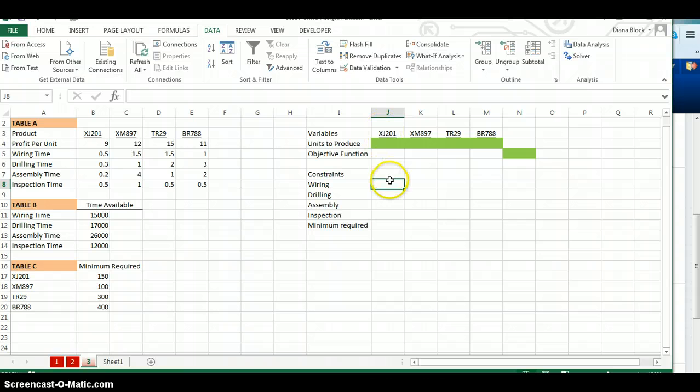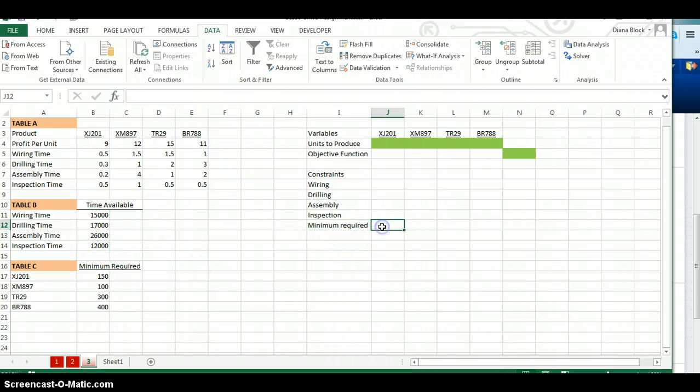And each product rather, each piece of equipment has a different constraint as far as wiring, drilling, assembly, inspection, and the minimum required. So you're going to have to locate the information you need to get the wiring. You'll need to multiply the number of units of this product times the amount of wiring time that this product takes. And to get the amount of drilling time, you'll need to take the number of units times the amount of drilling this product takes. And you'll do that for every product. And once you have all of that filled in, again, in this column, you're going to sum all of your wiring time, all your drilling, all your assembly, and inspection time. So that's how you're going to calculate all of those. And then these sums need to be less than or equal to the time available for each of those activities.